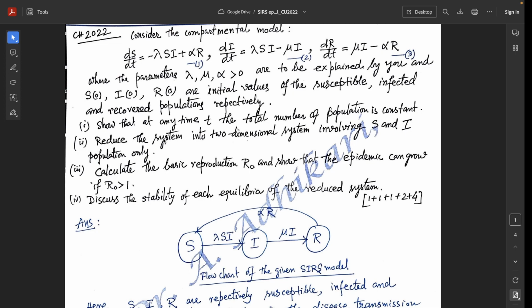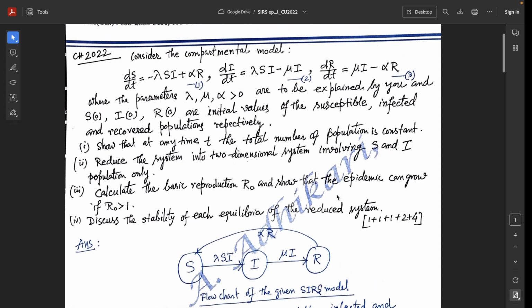Number two, reduce the system into a two-dimensional system involving S and I population only. Number three, calculate the basic reproduction number R0 and show that the epidemic can grow if R0 is greater than 1. Number four, discuss the stability of each equilibrium of the reduced system.